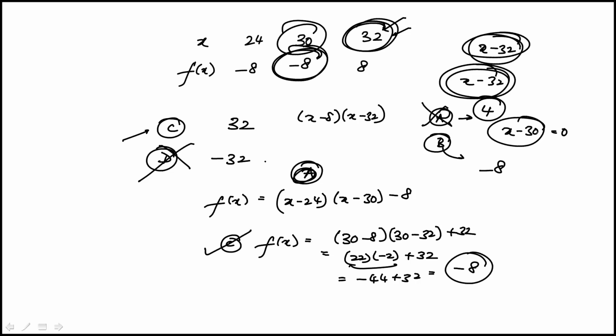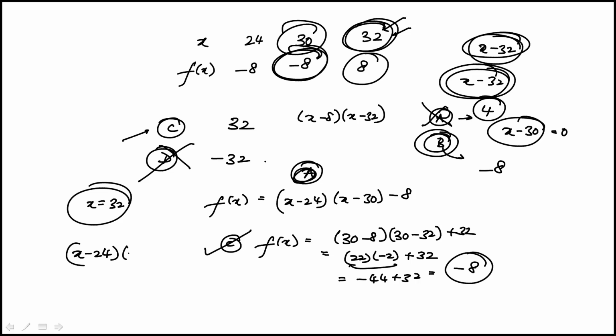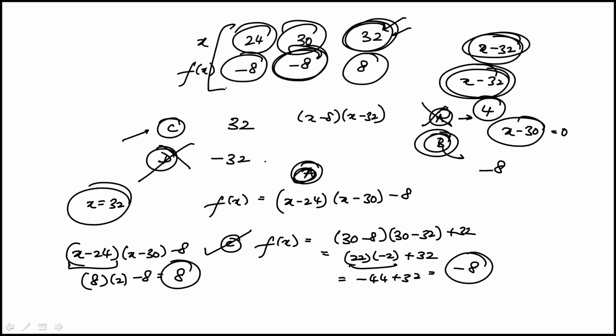So what I'm going to do now is plug in x equal to 32 and see if B gives me 8. So B is x minus 24, x minus 30, minus 8. So I'm going to plug in x equal to 32. So that's 8, 2, minus 8. And that also gives me 8. So I have to use that one. So I guess they've written this question so that you can't get to it in just one shot. That's how they're going to write these questions.